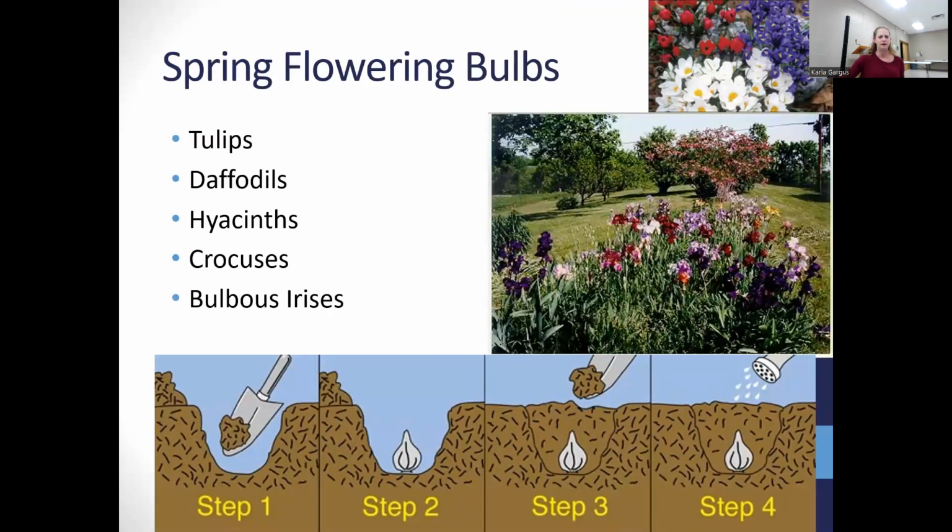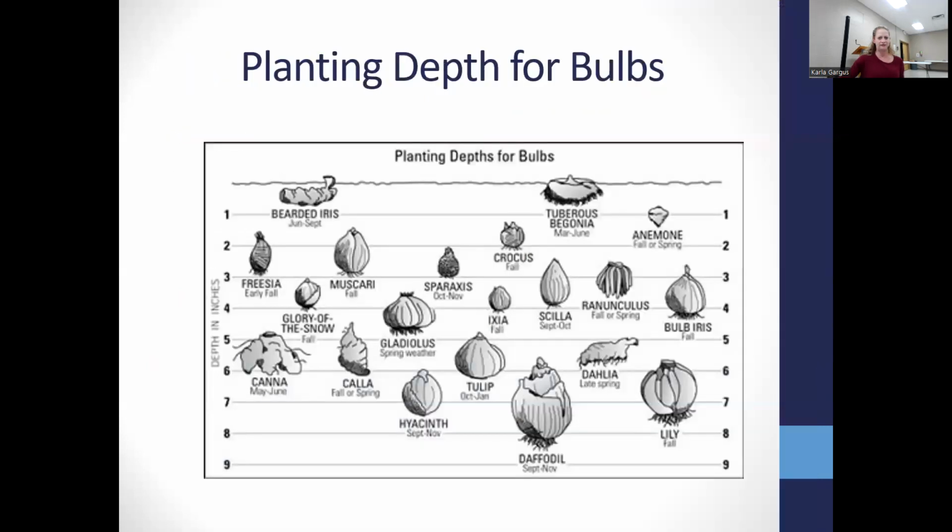Spring flowering bulbs: tulips, daffodils, hyacinths, crocuses, bulbous irises. These are ones that are planted the fall before; you plant them in fall because they flower in the spring. And so you're going to work up your soil. And here it just shows you're going to dig down, and this next chart actually shows you an idea of the depth. Okay, and it's based on the size of the plant or the bulb.